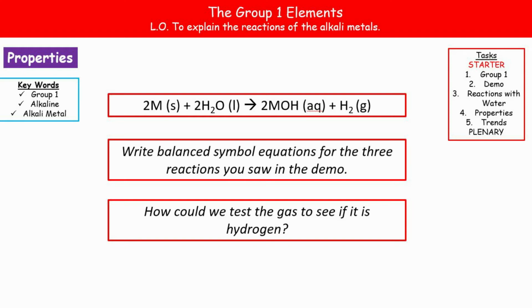So write down the general balanced symbol equation at the top, then have a go at writing the balanced symbol equations for lithium, sodium and potassium. Once you've done that, see if you can write down how we could test the gas to prove it's actually hydrogen. So I'm going to give you about another 3 minutes to do that.